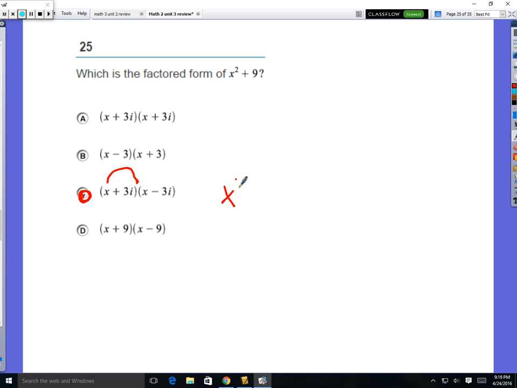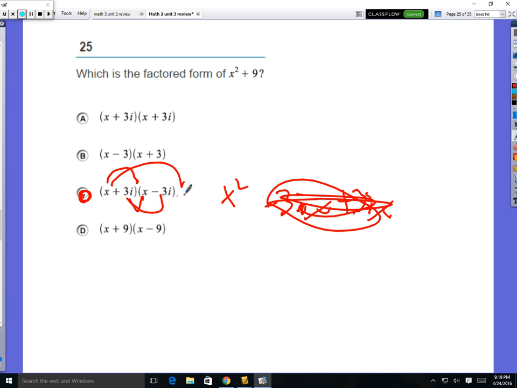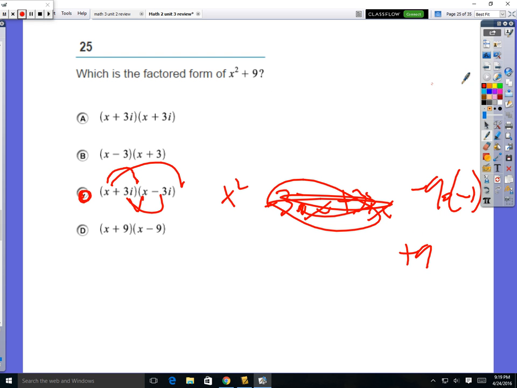X times x is x squared. X times a minus 3i is a minus 3ix. 3i times x is a plus 3ix, and that is 0. And 3 times a minus 3 is a minus 9, and i times i is a minus 1, and a minus 1 times a minus 9 is a plus 9. So you got x squared plus 9.